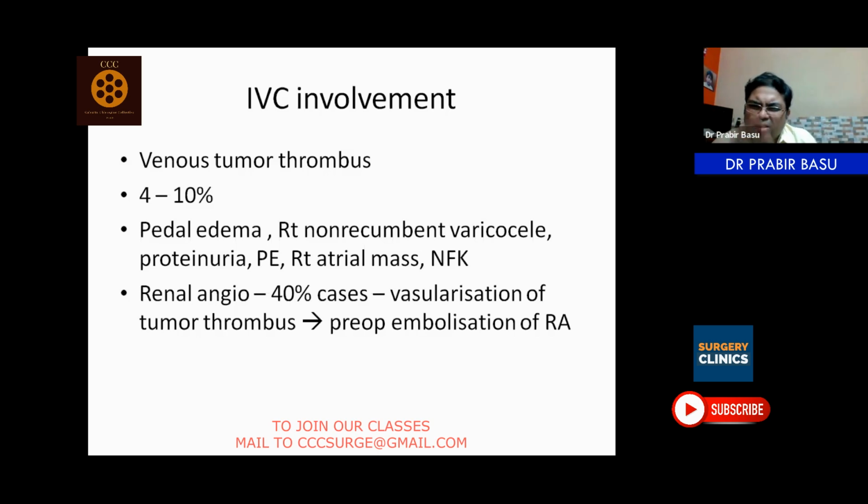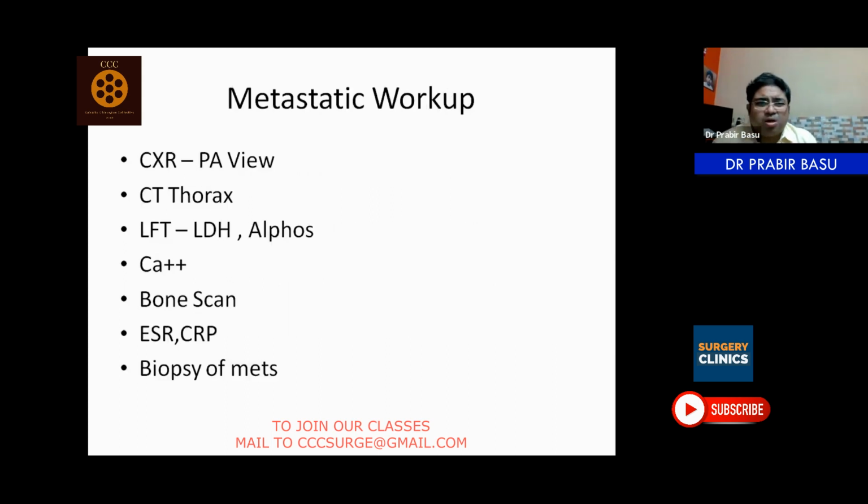It can be given with ethanol, polyvinyl sponges, all of this. It is basically pre-op embolization of the renal artery. The other alternative in this case is to give targeted therapy, like sunitinib, tyrosine kinase inhibitors, which will help in this case. We'll come to this. So the metastatic workup is a chest X-ray.